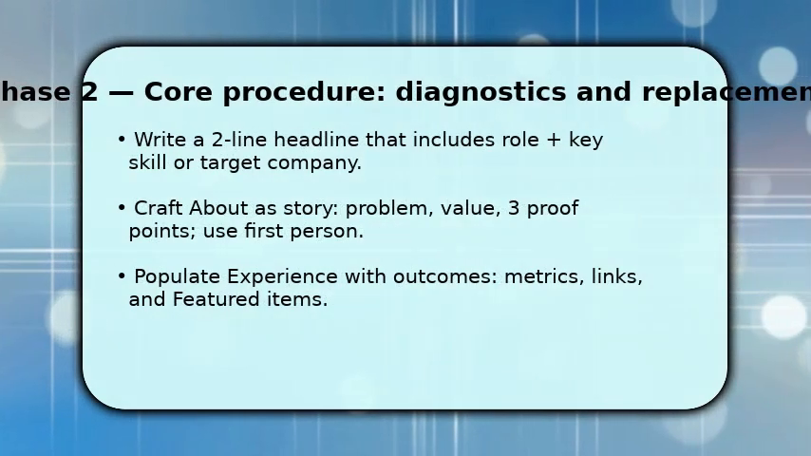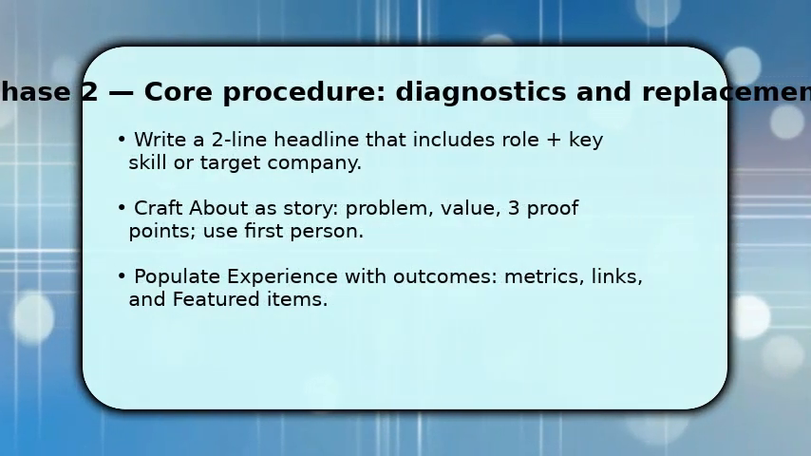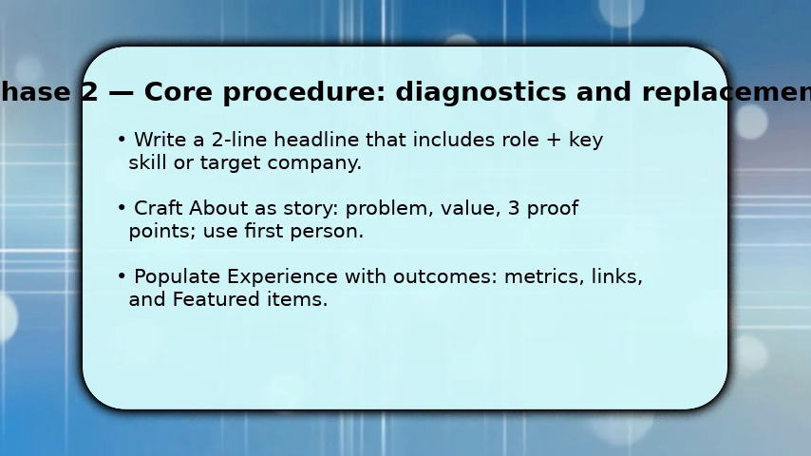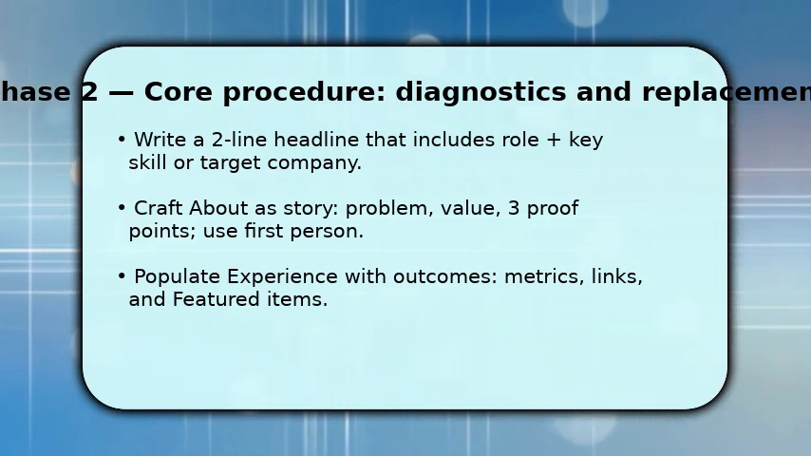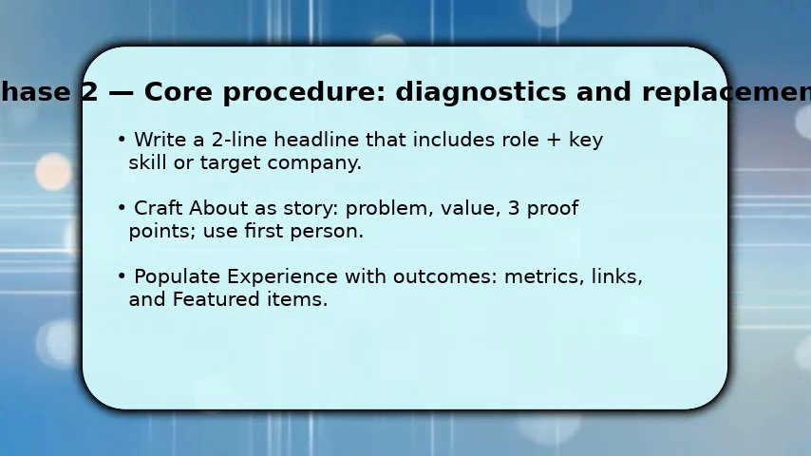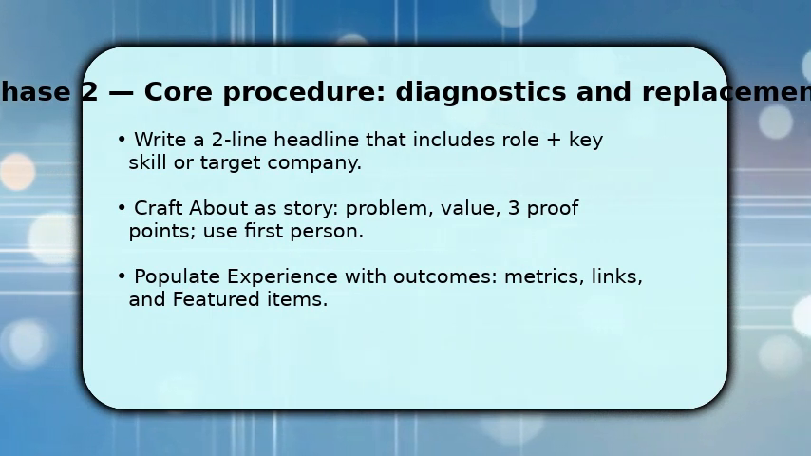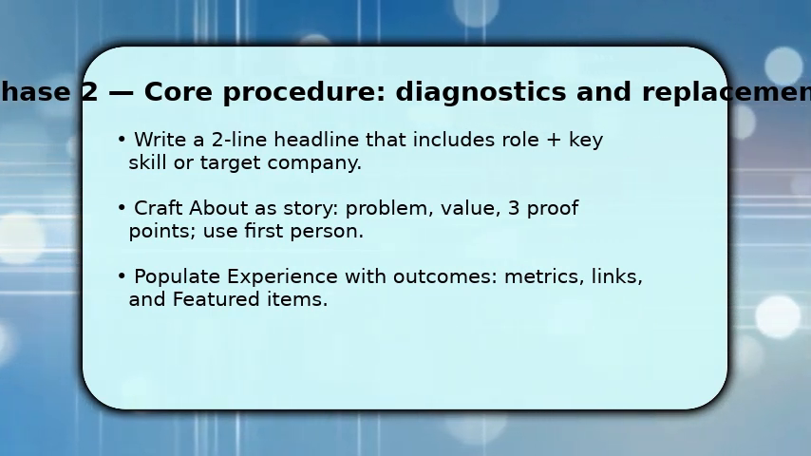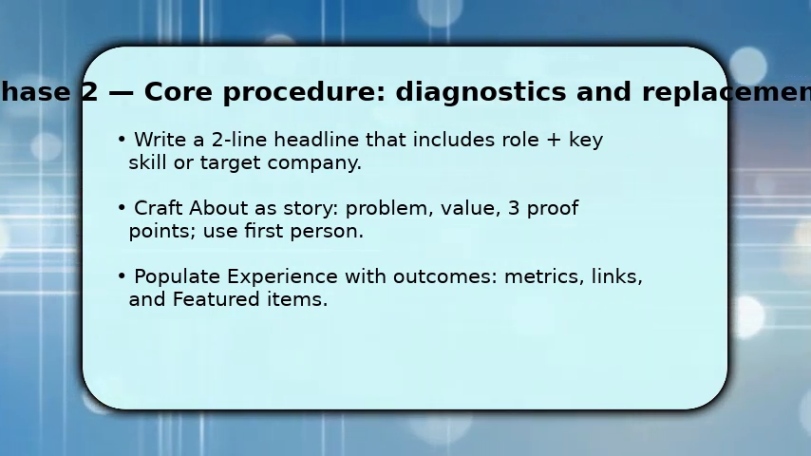Now you turn persona into content. Write a concise headline, role plus 1 key skill or target audience. Then craft the About section as a tight story. Name the problem, explain the value you bring, and list 3 proof points. Write in first person so it sounds like you.